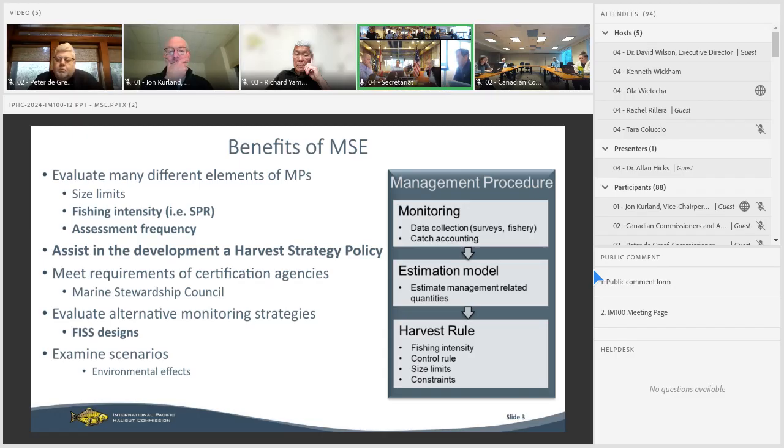You can use MSE to meet requirements of certification agencies. You can evaluate different monitoring strategies, and we'll actually present some results of the effects of different FIS designs that will hopefully be useful. And then you can examine various scenarios such as environmental effects or environment scenarios, such as if the PDO was always low or it was always a cold regime and recruitment was always at its lower average. You can examine what the consequences of those things are to get a better understanding of the effects of management on the stock.